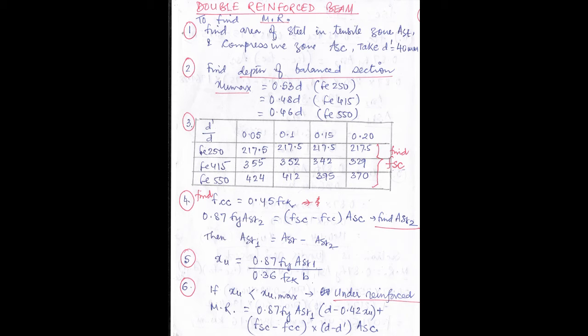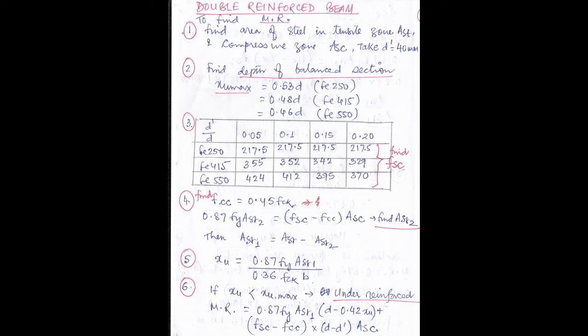If Xu is less than Xu max, the section is under reinforced. In that case, the moment of resistance can be found out by this formula, which is a little bigger: 0.87 Fy Ast1 within bracket d minus 0.42 Xu, plus within bracket fsc minus fcc multiplied by d minus d dash into Asc. This is step number 6.